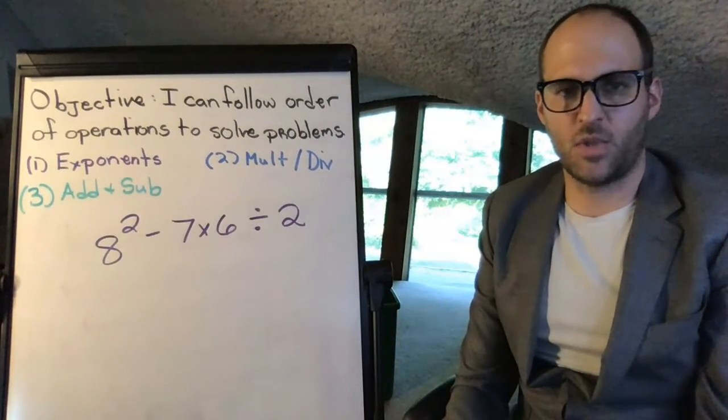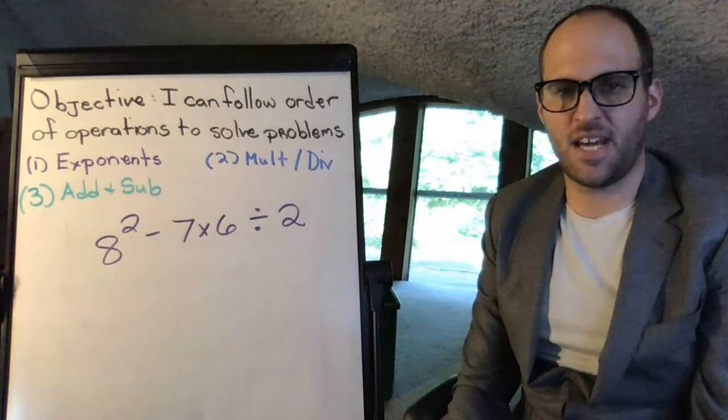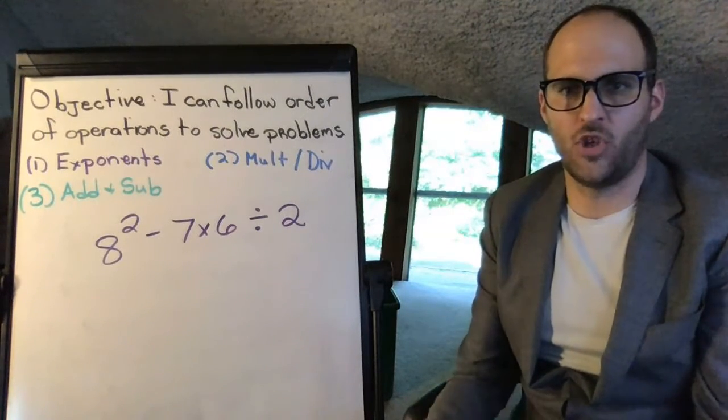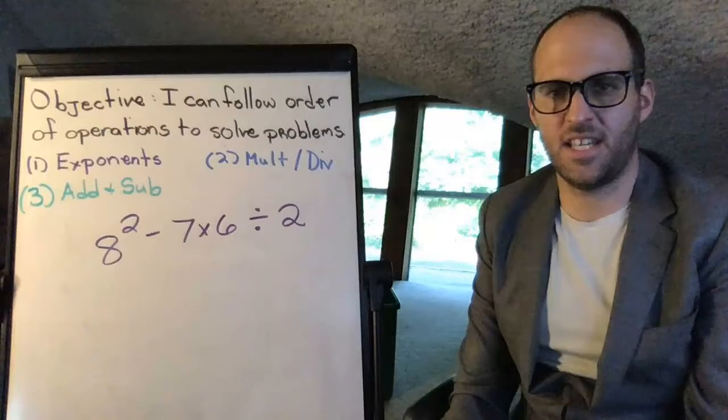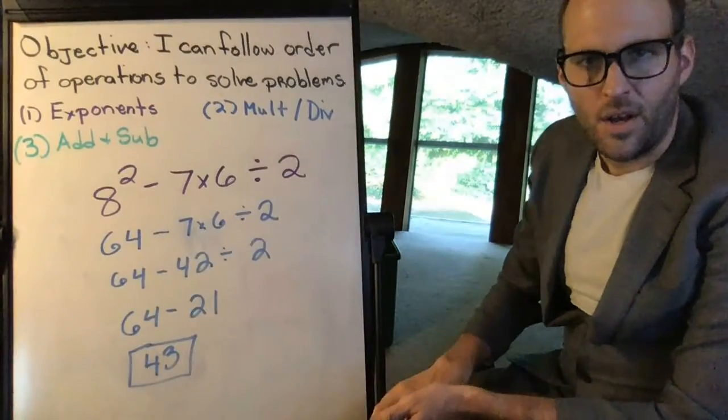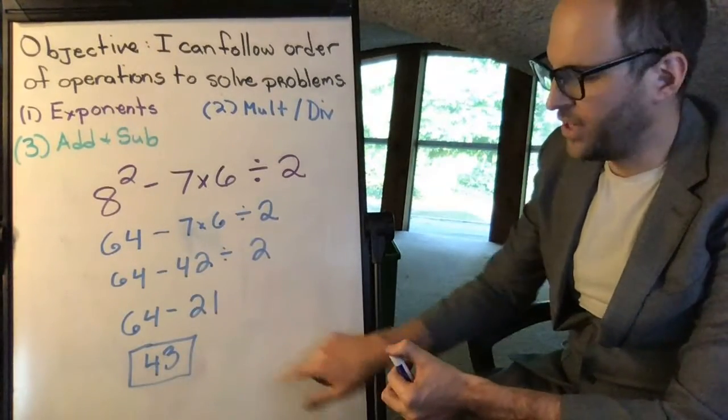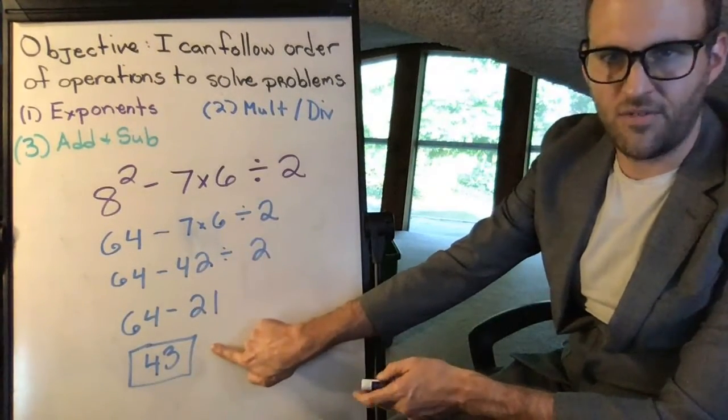All right, mathematicians, we have 8 squared minus 7 times 6 divided by 2. Take some time, use your inner mathematician, and let's see if you can solve it. All right, fifth graders. Hopefully you came up with an answer of 43 for this problem.